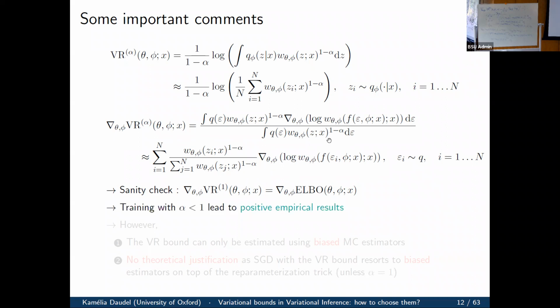The second comment I want to make is that people have observed that working with alpha that is not 1, and in particular alpha that is less than 1, yields positive empirical results.